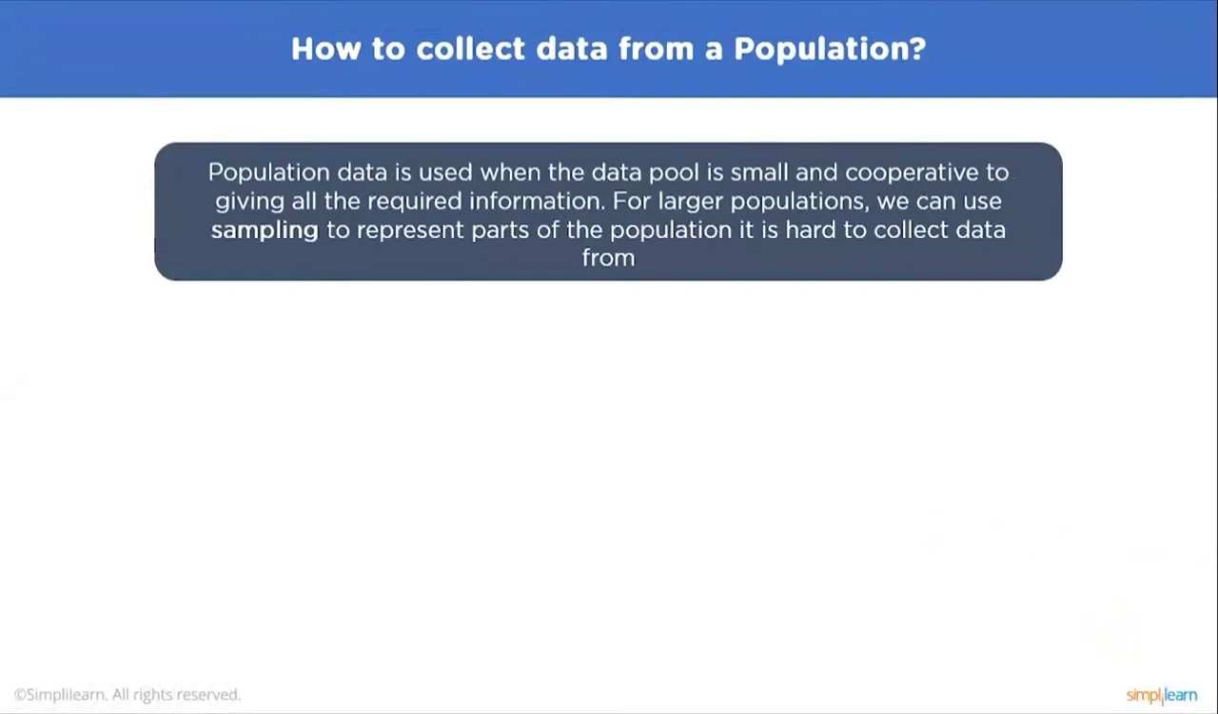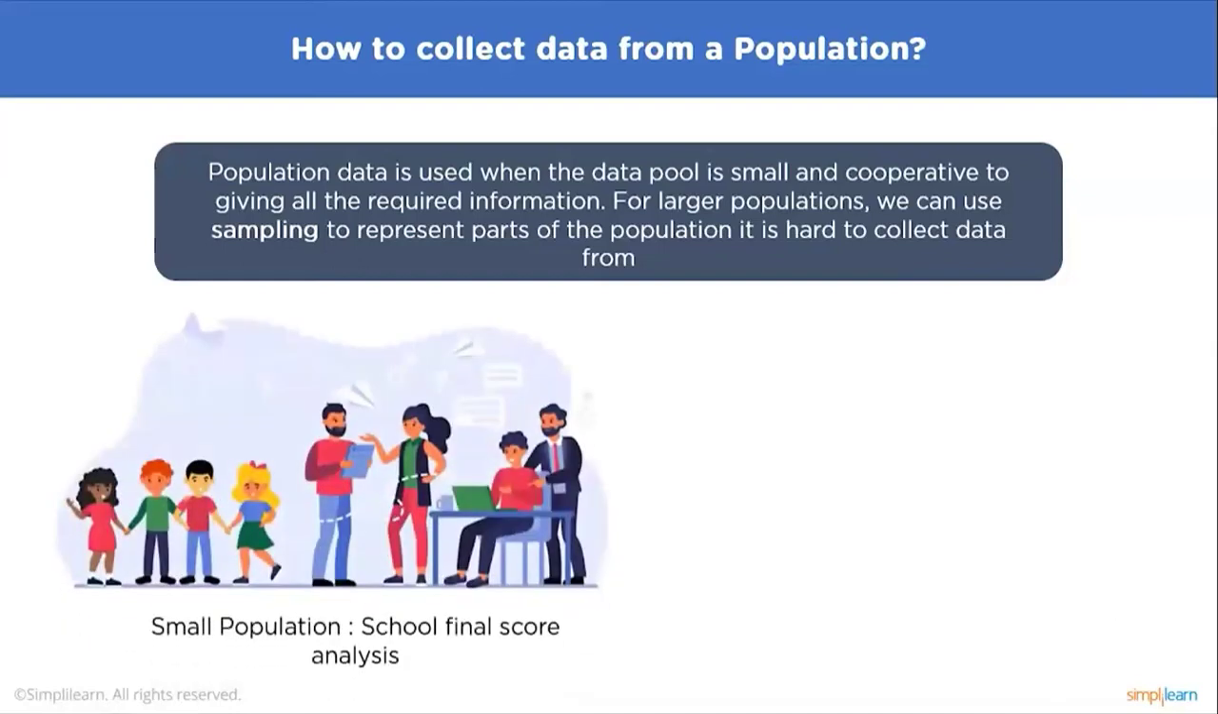For larger populations, we can use sampling to represent part of the population when it is hard to collect data from all of it. For example, a high school administrator wants to analyze the final exam scores of all graduating seniors to see if there is a trend.